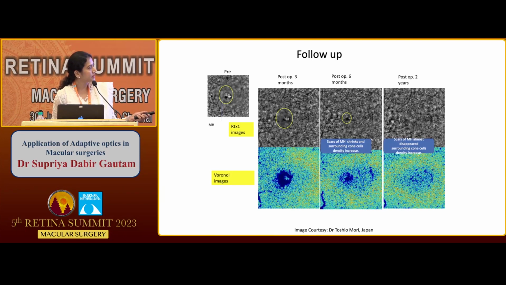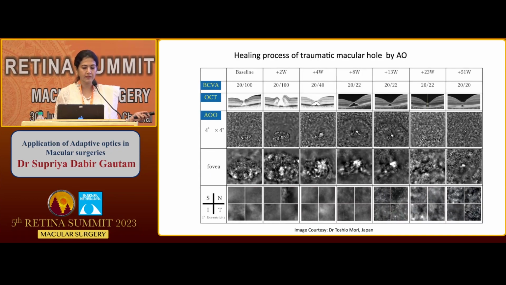At 6 months, this is almost a follow-up of 2 months. Dr. Mori from Japan was kind enough to share the images, and you can see how the cones are getting spaced out, and there's remodeling of the hole with centripetal spread of the photoreceptors.